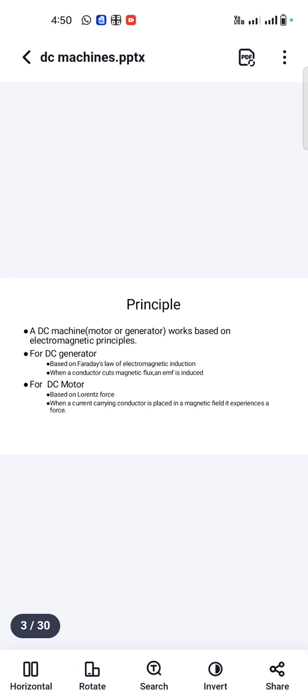Next, the DC motor works on the principle of the Lorentz force. So we should know what is meant by Lorentz force. The Lorentz force is the force experienced by a charged particle when it moves in an electric field or magnetic field. Simply remember: a moving charge in a magnetic field feels a force. That force is what? The Lorentz force.